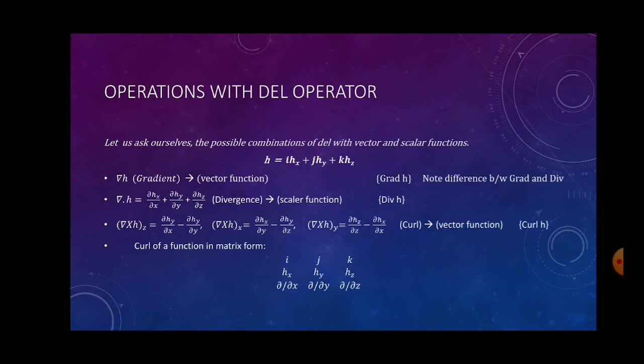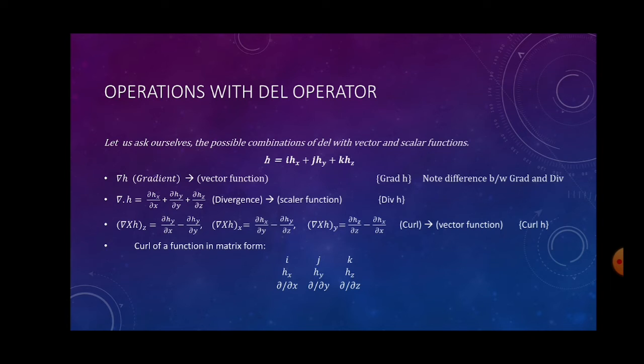Different operations with the del operator. For a better understanding, we need some curiosity. So we ask ourselves, what can we do with the del operator? There are two basic operations that we haven't thought of yet, which are dot and cross product. So del dot h is known as divergence. The divergence operates over a vector function.